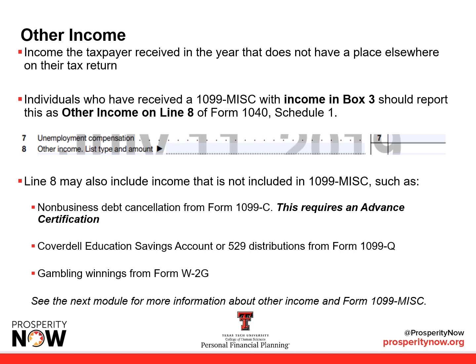Line 8 may also include other items that are not included in the 1099 miscellaneous, such as non-business debt cancellation from Form 1099-C. Note, this requires an advanced certification. Coverdell Education Savings Accounts or 529 distributions from Form 1099-Q. Gambling winnings from Form W2G. And you can see the next module for more information on other income in the Form 1099 miscellaneous.